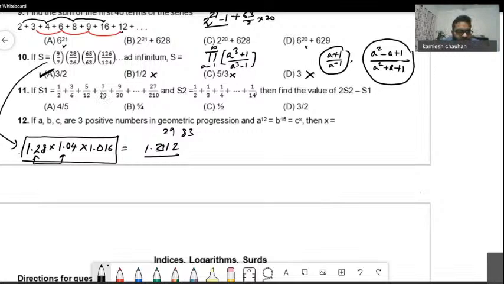क्वेश्चन नंबर 11 पे आते हैं. These are the two types of series which we are given, which we have S1 and S2. Okay, we have to find value of 2S2 minus S1. Now, how to solve this one? Anyone? क्या करेंगे इसमें?